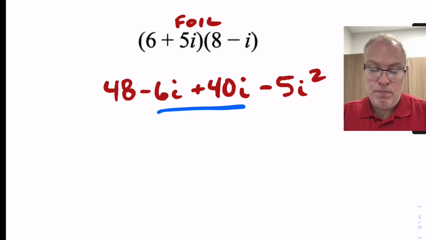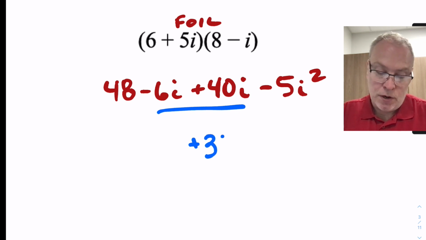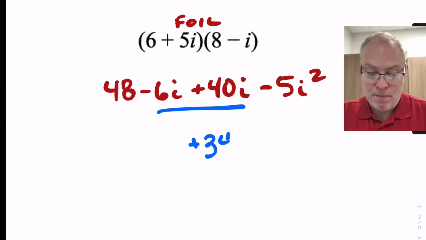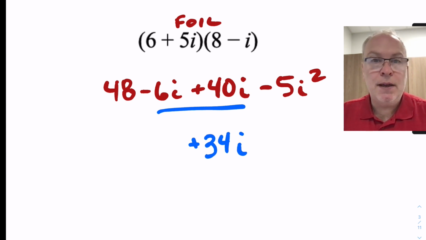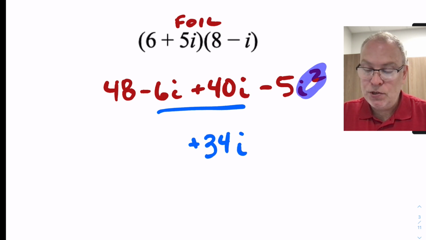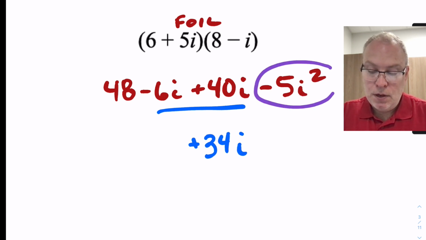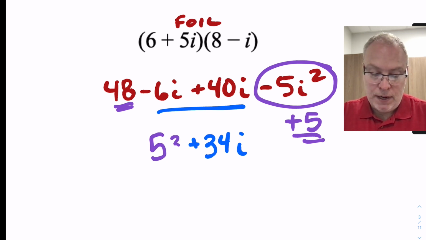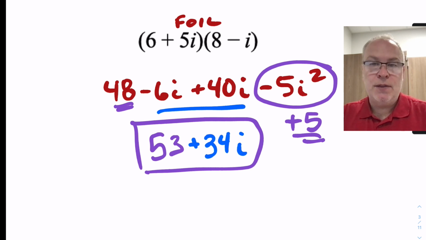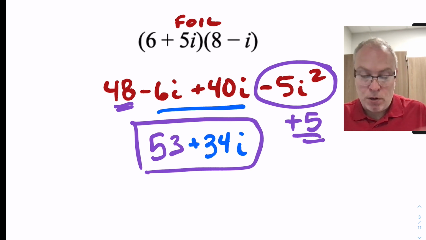Combine these middle terms, and I get positive 34i. And then, oh, I spy an i squared right here. So this becomes positive 5 when you replace the i squared with the negative 1. And positive 5 and positive 48 is 53. So put a box around that. That's in the official complex number form.